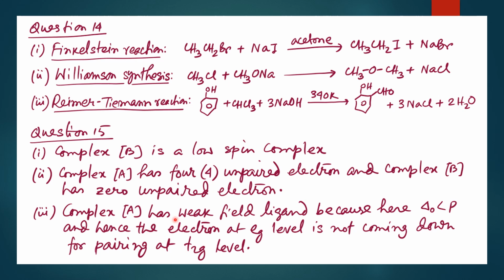And in complex A, since pairing is not occurring, that means the crystal field splitting energy delta O is less than the pairing energy. That is why it is not possible for the electron to come from the eg level to the t2g level. So the type of the ligand is weak field ligand in case of complex A.